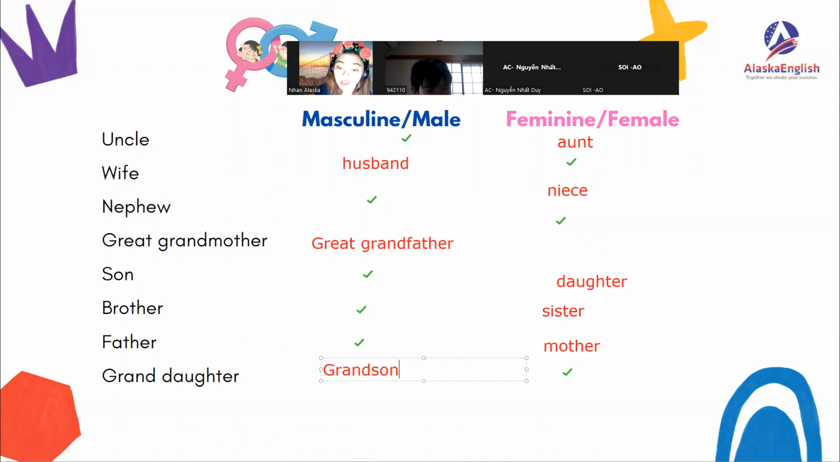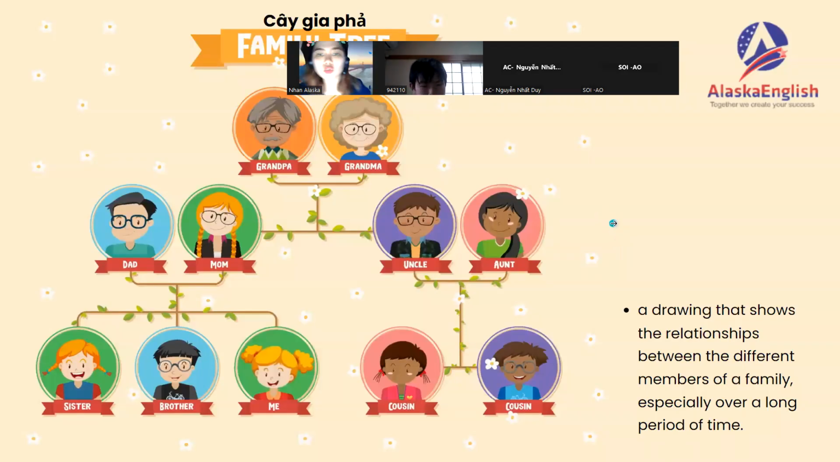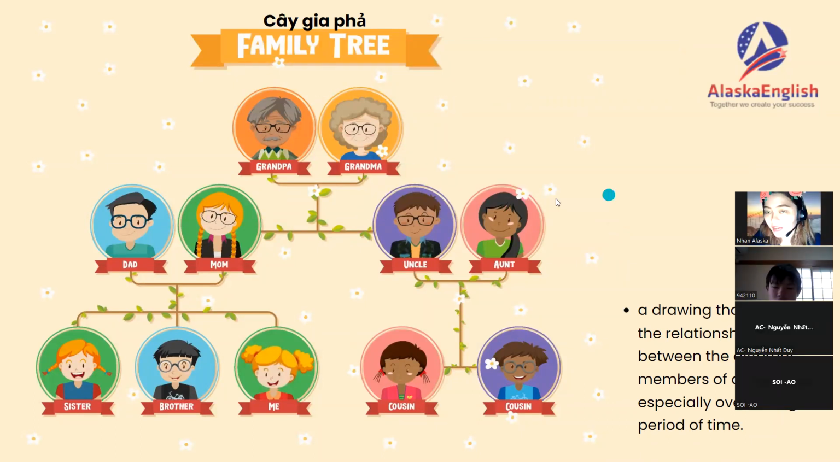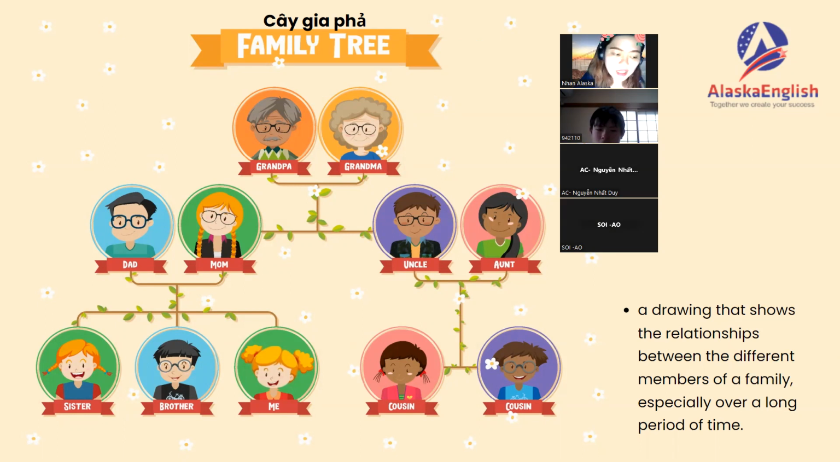Son. Grandson, right? So here, son, daughter, right? The opposite of son is daughter. Granddaughter, grandson. Okay, so now what we're going to talk about also is a family tree.